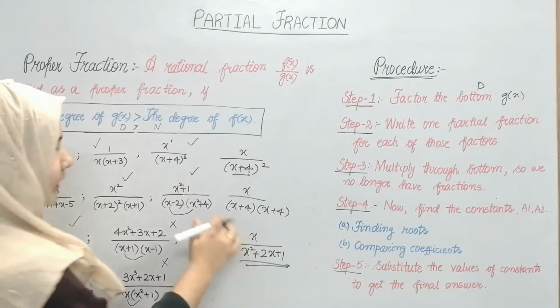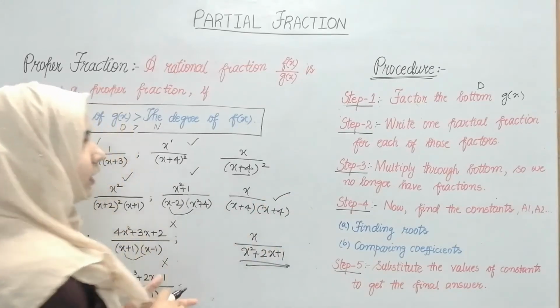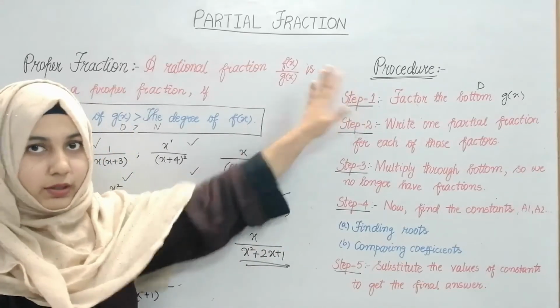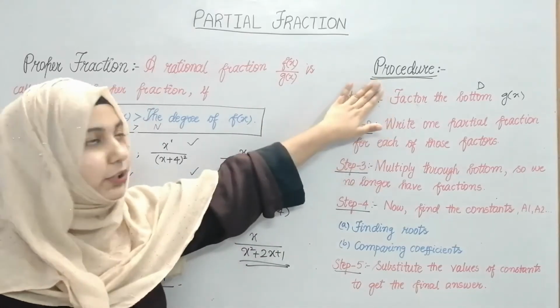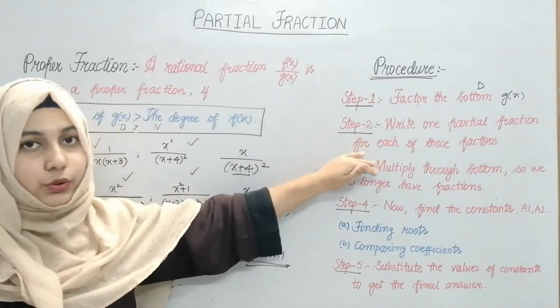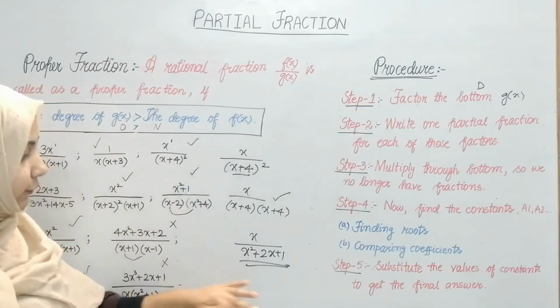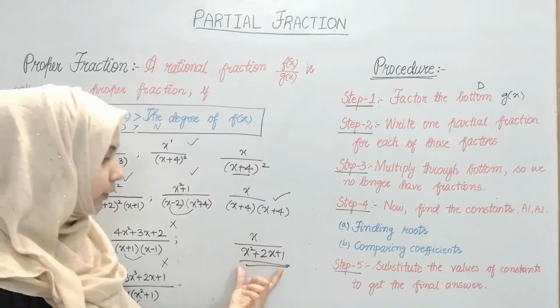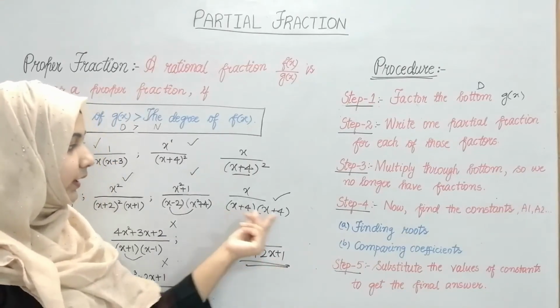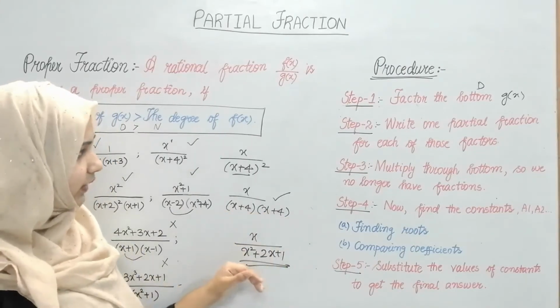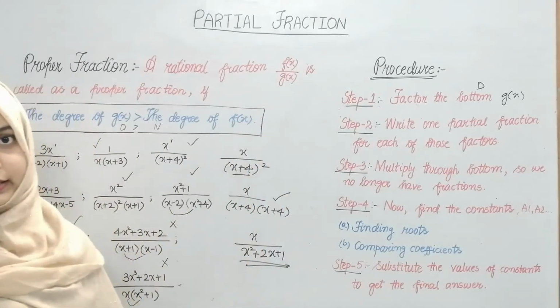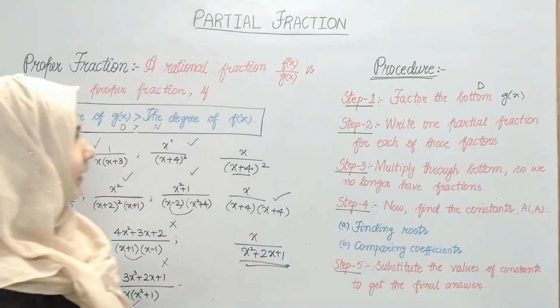So if the question is like this, we can skip step 1 because the factors are already given. We are going to skip step 1 and directly go to step 2. If the question is like the other one, then we need to perform factorization in order to get different factors. Then we can go for the remaining steps.